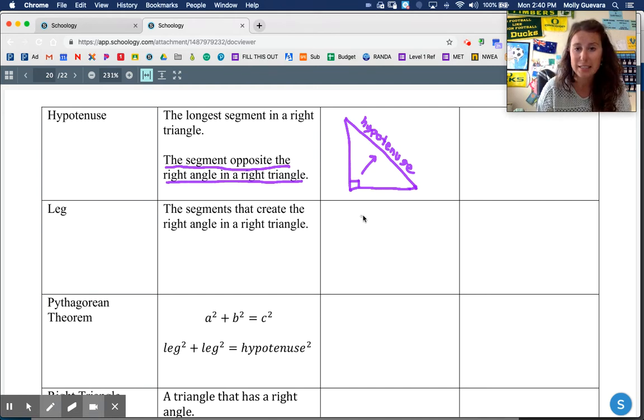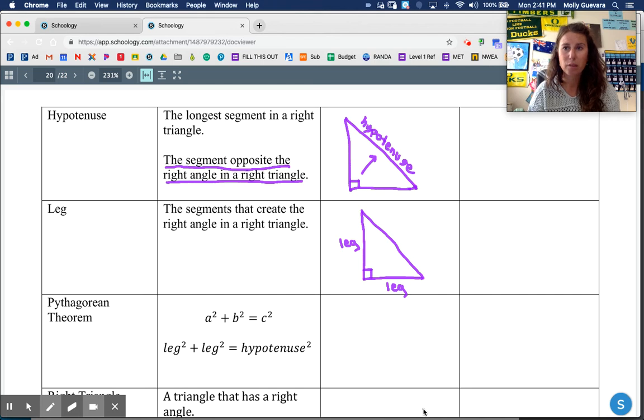And then your legs are the other two sides in a right triangle. So there's my right triangle, right? This is my hypotenuse, so then this is a leg and this is a leg. That's going to be really important because we're going to be using these words quite a bit, so it's important that you know what they mean. The hypotenuse is always across from the right angle, and the two legs are the other two sides. Again, if you don't have a right triangle, you don't have legs, and you don't have a hypotenuse.